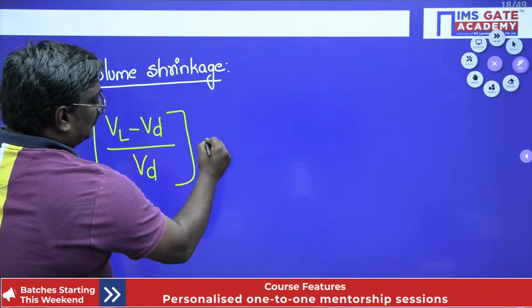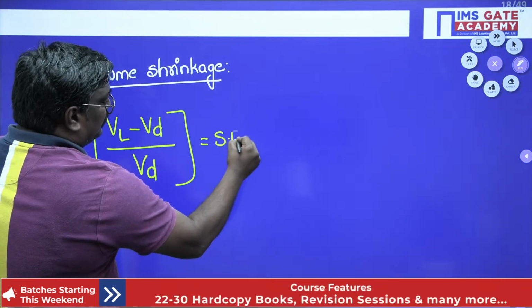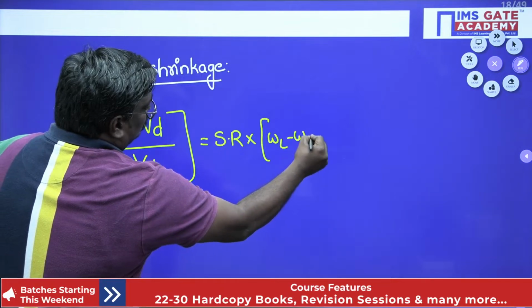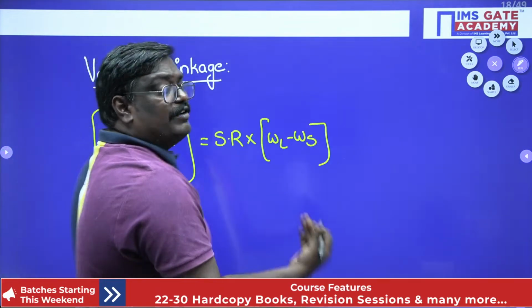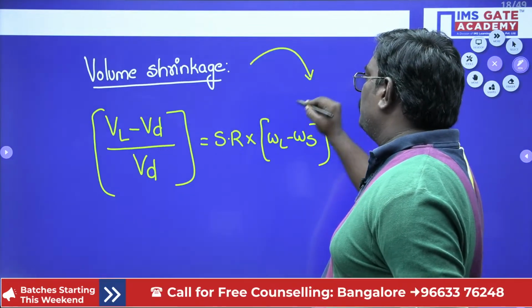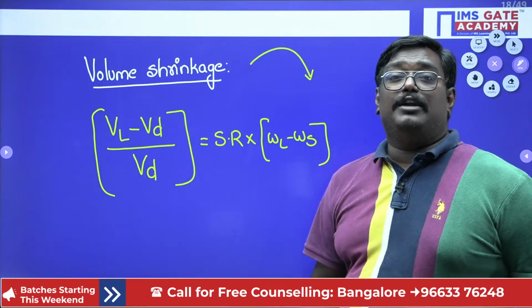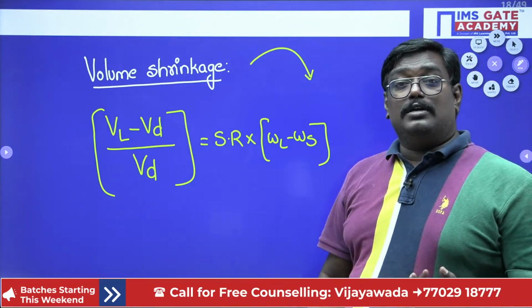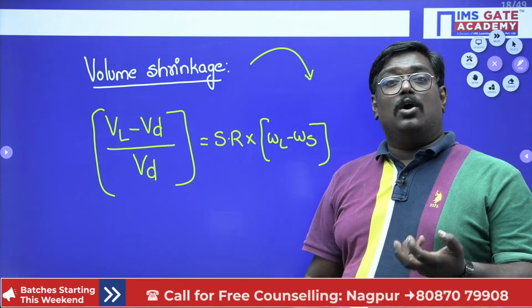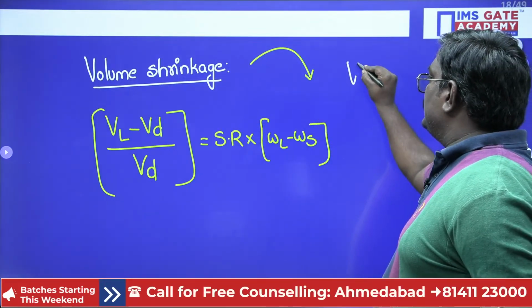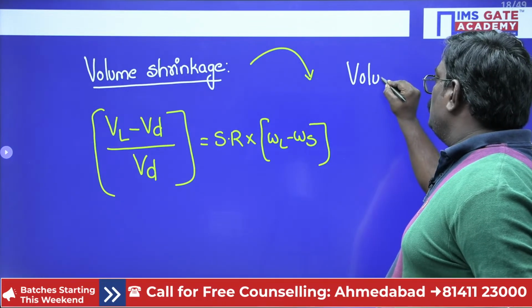Suppose this can also be written as shrinkage ratio into liquid limit minus Ws. So for your information, there can be different formulas. But now you have to understand the static formula, what actually is the volumetric shrinkage. So students, if you want to understand whether the soil is bulging or swelling, this will also help you to classify the soil.